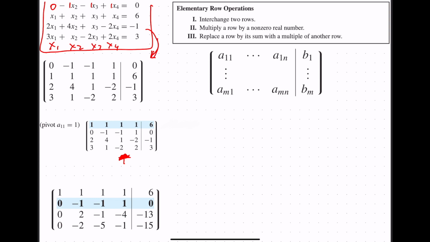Why didn't I say it here? Well, technically because of the elementary row operations for these types of requirements: you can interchange two rows, you can multiply a row by a non-zero real number, you can replace a row by its sum with a multiple of another row. So that's what we did.